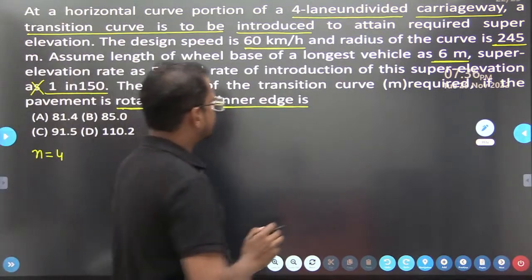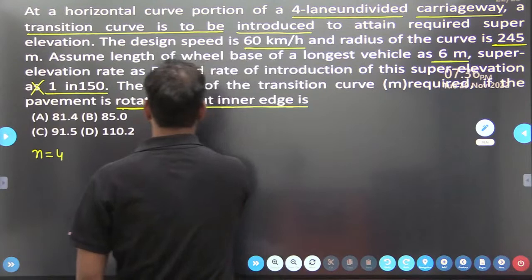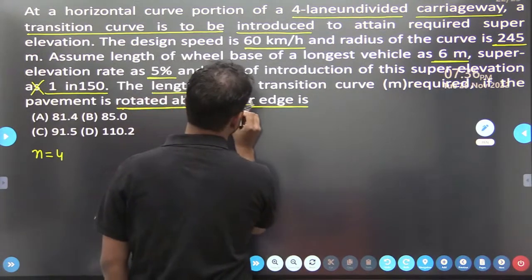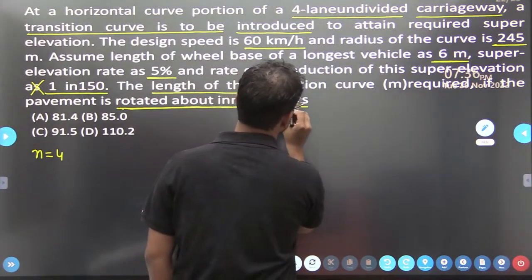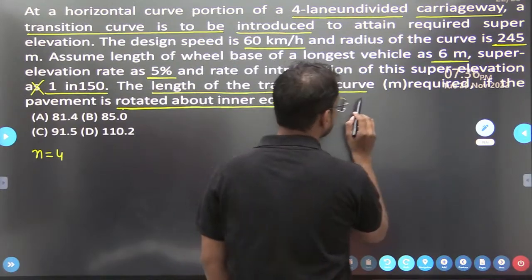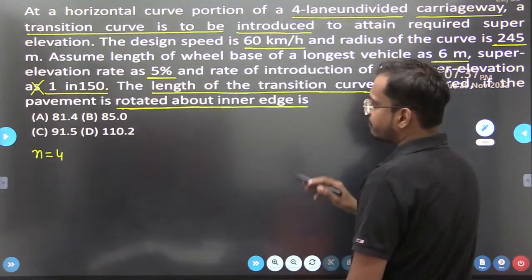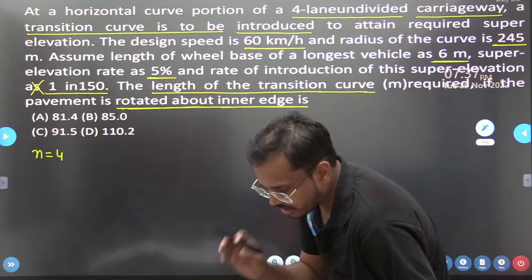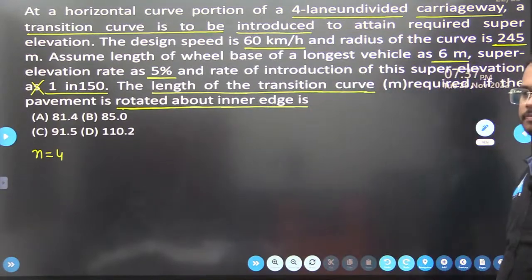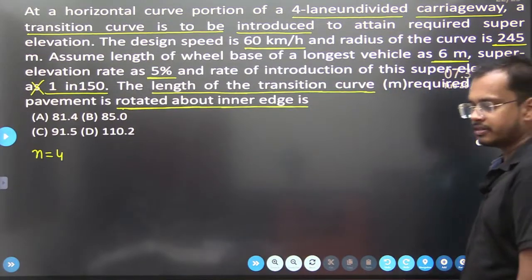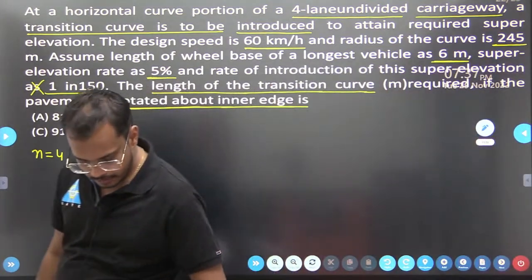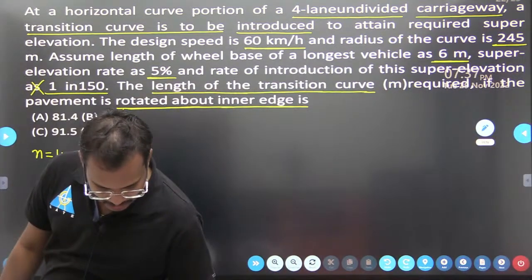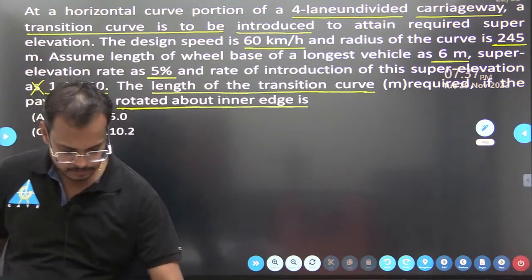What is the length of transition curve, in meters, required if the pavement rotates about the inner edge? How to solve this problem? Anybody else? Please give me the answer.